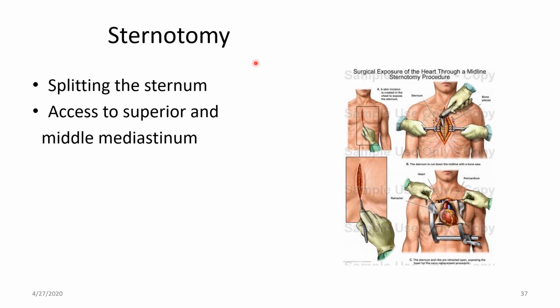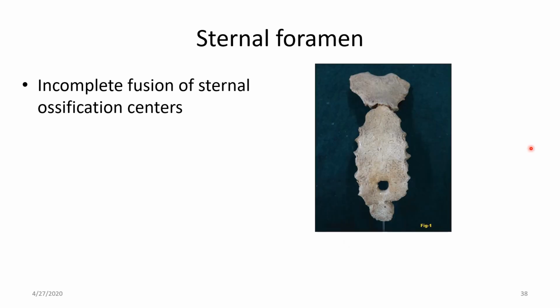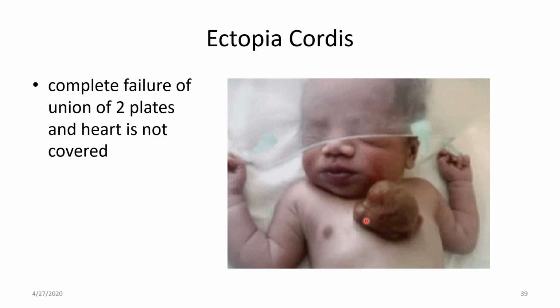Then the procedure known as sternotomy, where they will split the sternum for accessing the contents in the superior and middle mediastinum. You can see the content of the middle mediastinum, the heart and the great vessels. Sternal foramen. We are seeing a foramen in the sternum. This is due to incomplete fusion of the sternal ossification centers. In this condition, you are seeing the heart outside the thorax. So, this is due to the complete failure of union of the two halves of sternum during development. So, the heart will be exposed outside through the gap between the two halves of sternum or sternebrae.